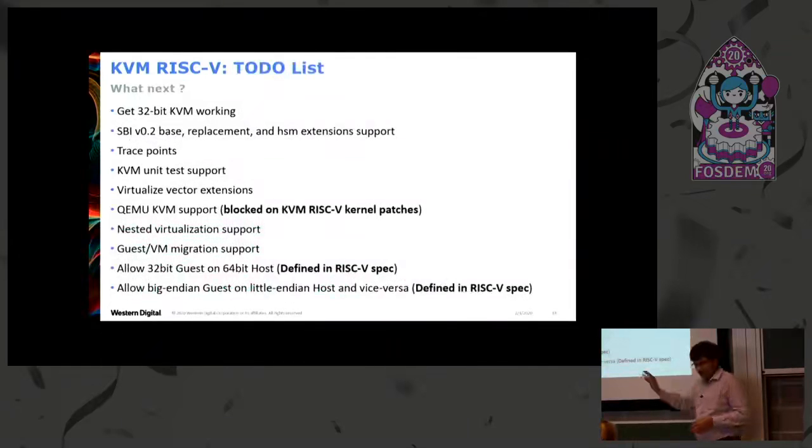And this is a brief to-do list. It will keep growing, but we need to get 32-bit working, add SBI 0.2 support, tracepoint support, KVM unit test support, and virtualized vector extension, that's another thing which will be frozen soon. And then QEMU KVM support, then nested virtualization support, migration support, and the last two are for completeness, like 32-bit guest on 64-bit host, or allow big endian guest on little endian, and those two things are already spec'd out. They are already there in the spec.